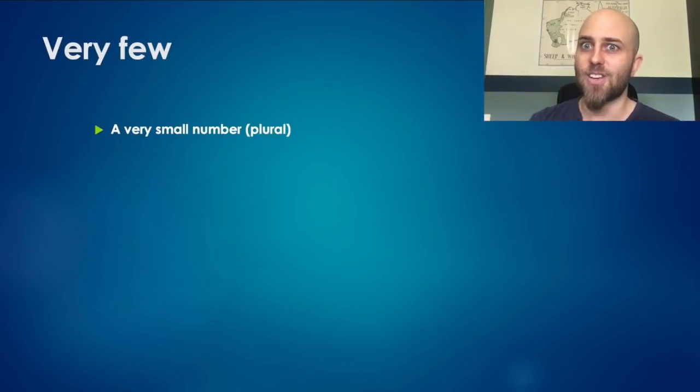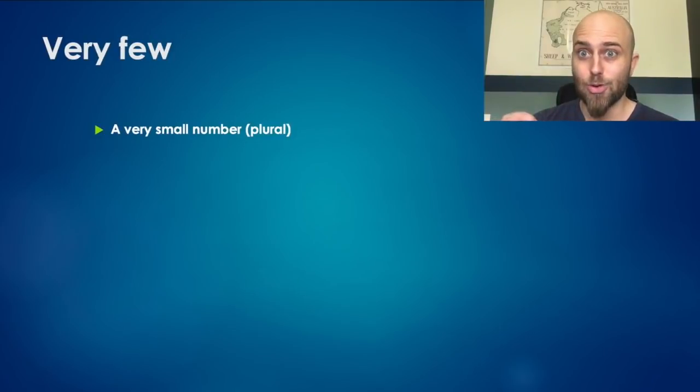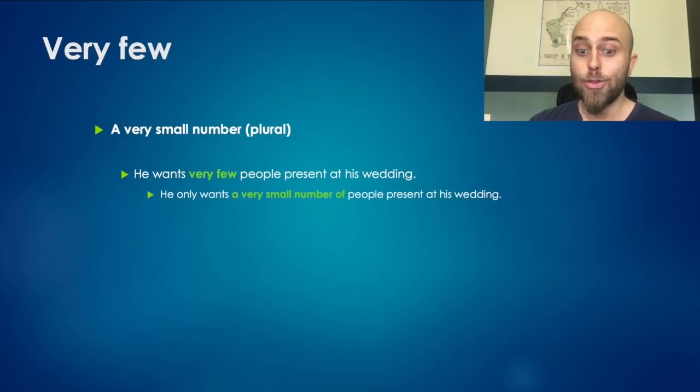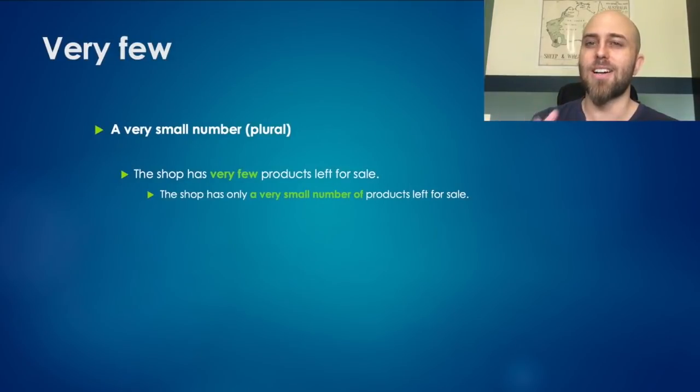Now we're sort of emphasizing how small that number is, right? And that's what very is doing in front of few. Very few, not just few, very few. So he wants very few people present at his wedding, meaning he only wants a very, very small number of people present at his wedding. The shop has very few products left for sale. The shop has only a very small number of products left for sale. So this is just a way of emphasizing how small that number of things is.